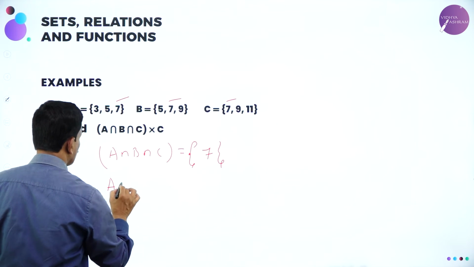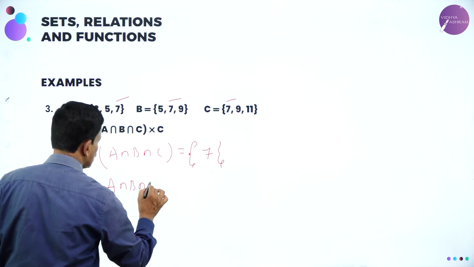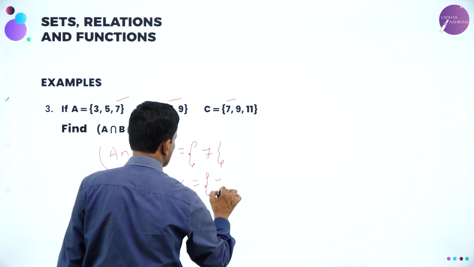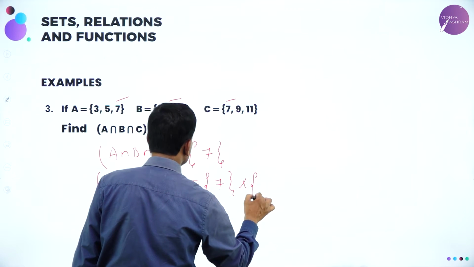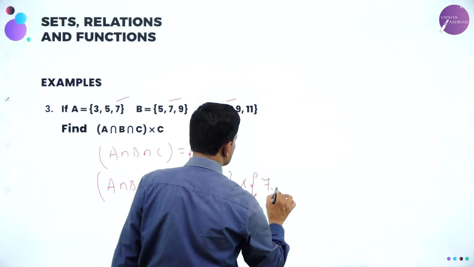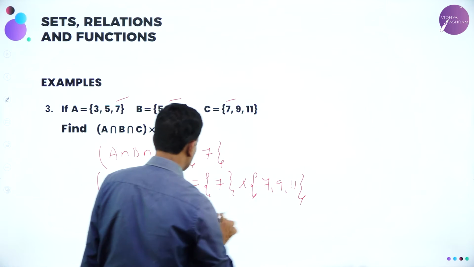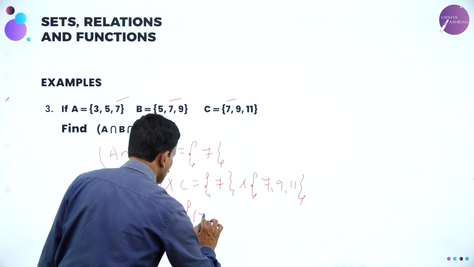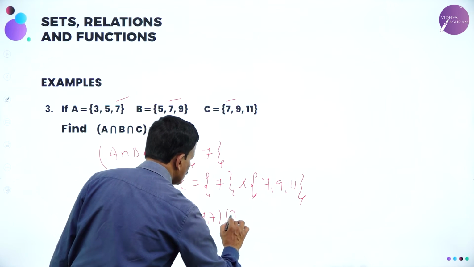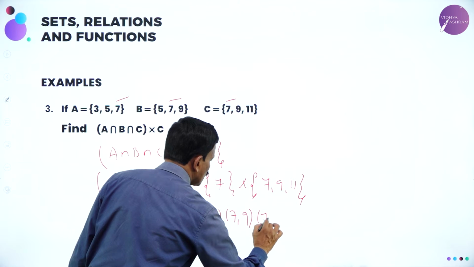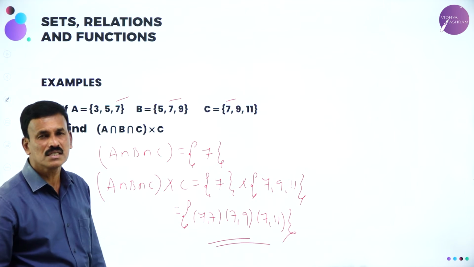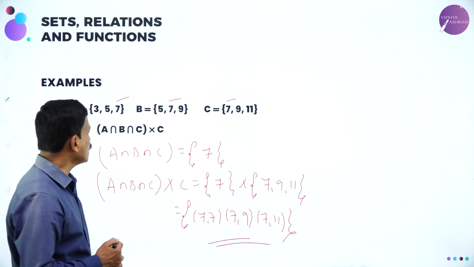Therefore the first answer, A intersection B intersection C cross C, is 7 cross C. What is C? C contains 7, 9, 11. Just put the Cartesian product, ordered pairs: 7 comma 7, 7 comma 9 and 7 comma 11. That's it. This is the first answer. Now come to the second one.